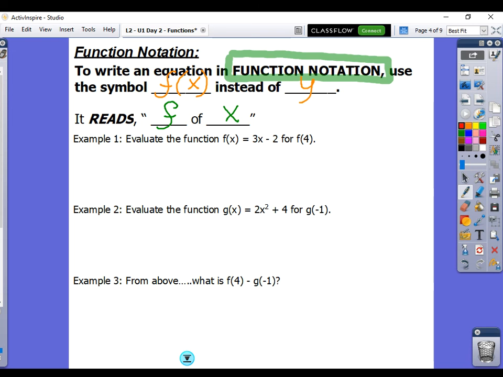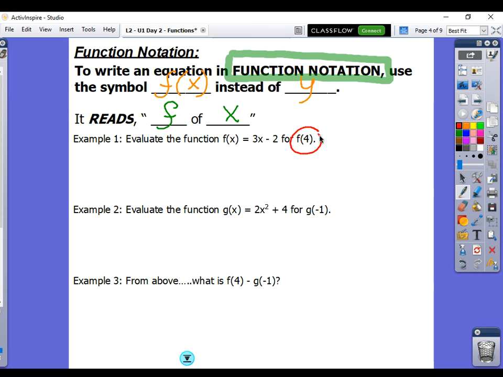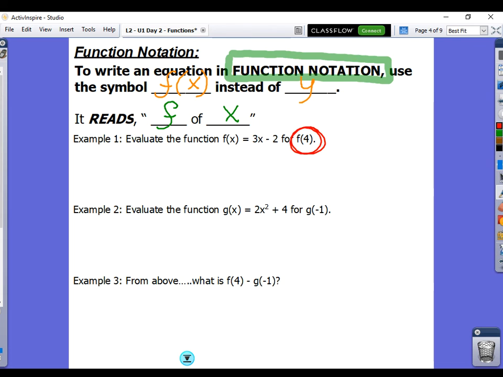So in the next video, we're going to look at some examples of how we actually find f of 4. So that's what we're going to look at next. So make sure we're good and then move on to the next video.